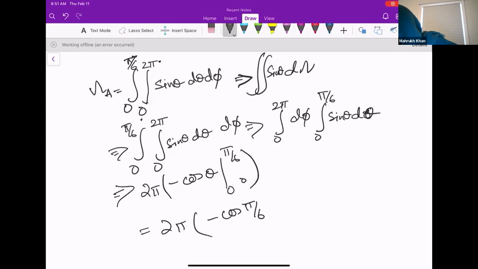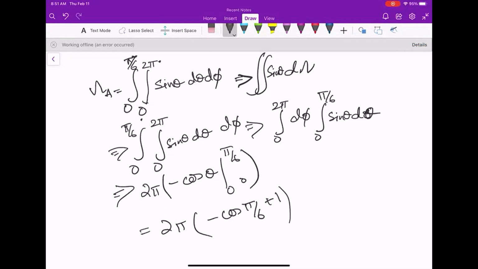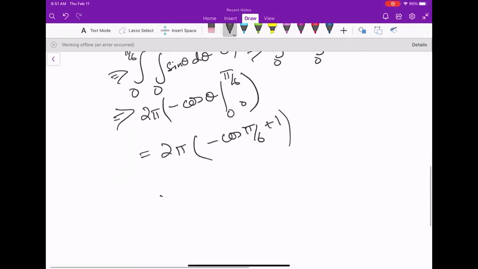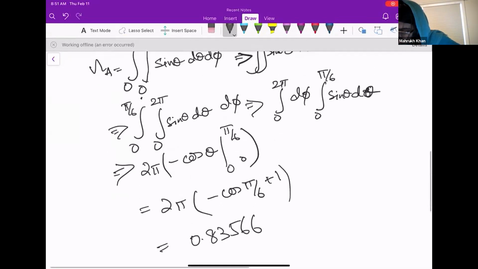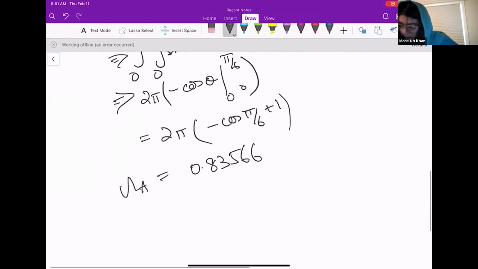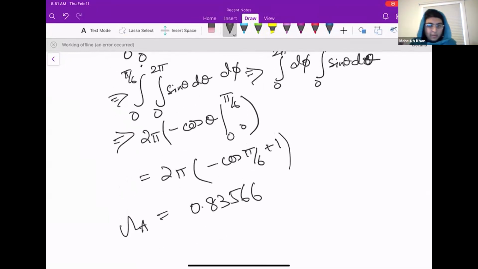And I'm just writing it as minus cos pi by 6 plus 1, right? Yes, so the final answer I think they wrote is 0.83566, which is your solid angle. And we talk in terms of radians, so just remember that it's not in terms of degrees. Okay?